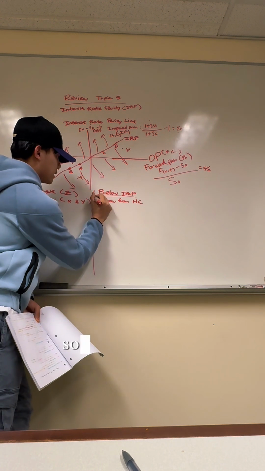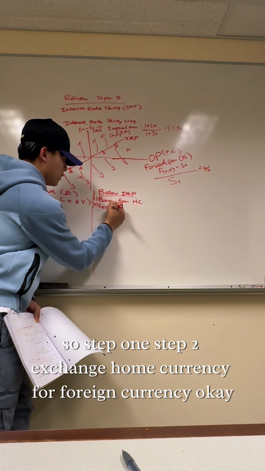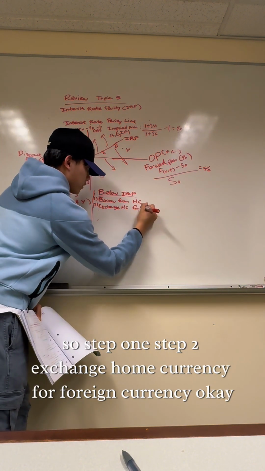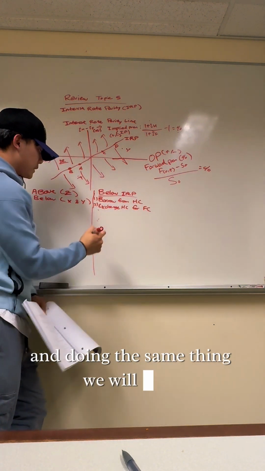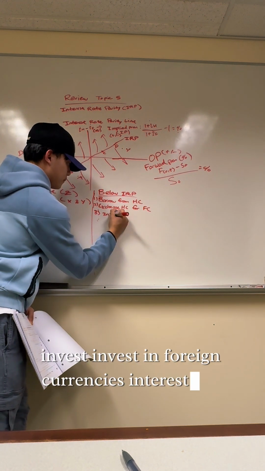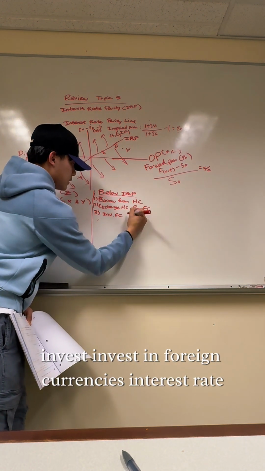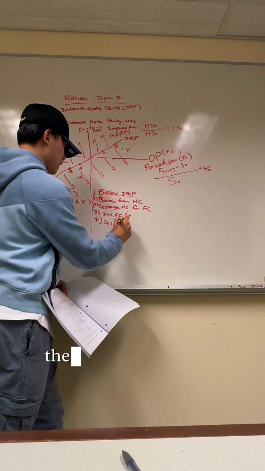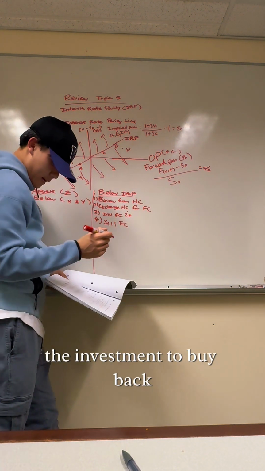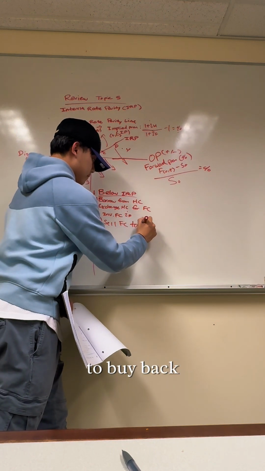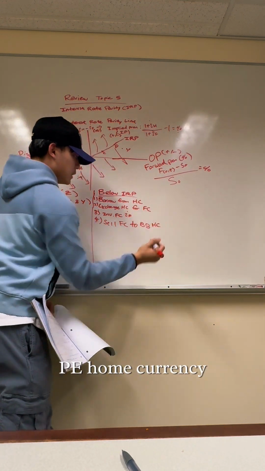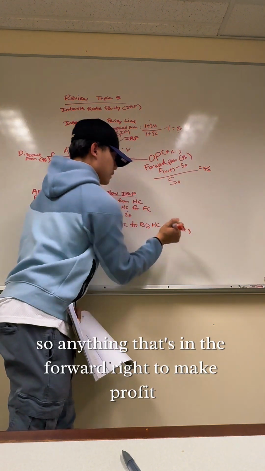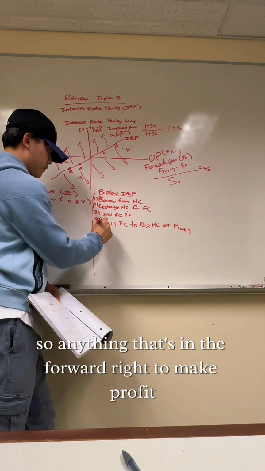Then step 2, exchange home currency for foreign currency. Doing the same thing, we then invest at the foreign currency's interest rate. And finally, we sell the investment to buy back home currency at the forward rate, to make a profit.